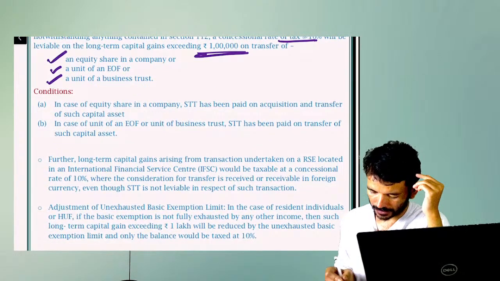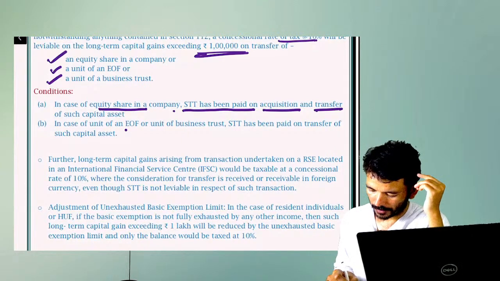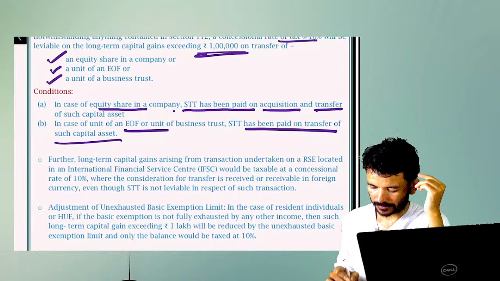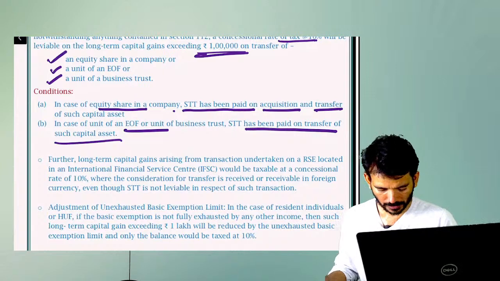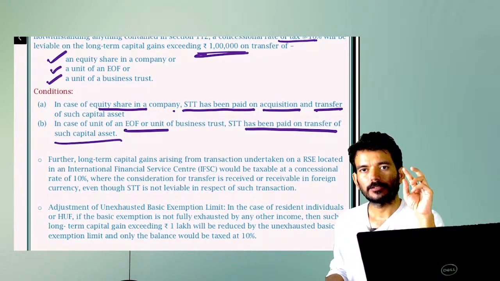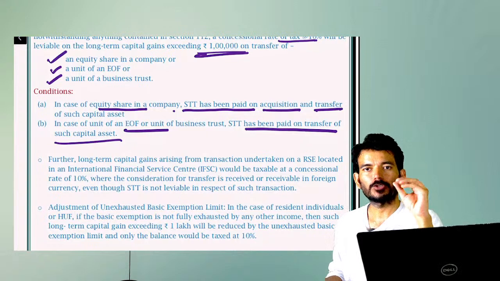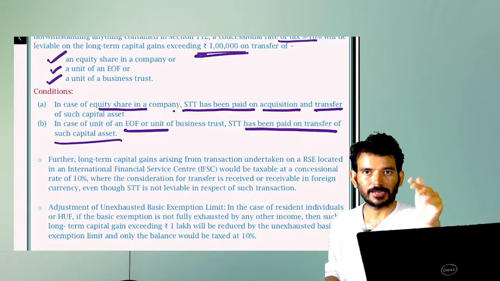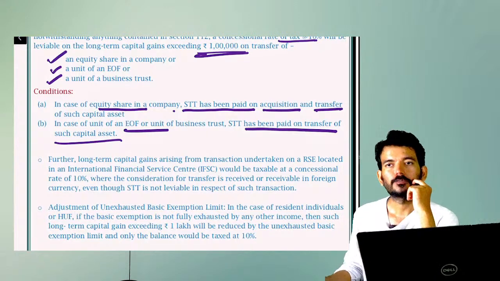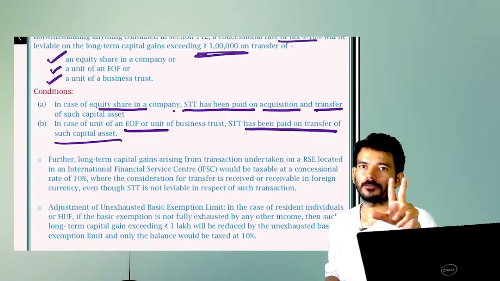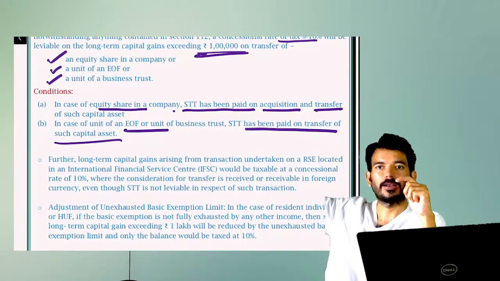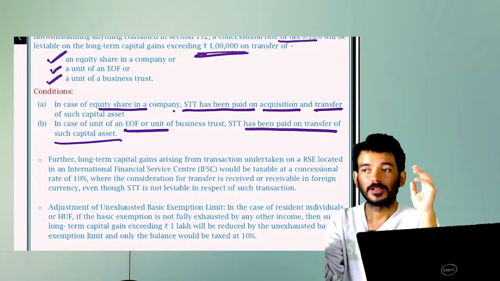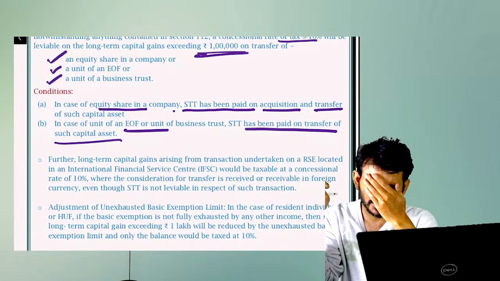The condition, again, is the same. In case of equity shares in a company, STT has to be paid on acquisition and transfer, but for units it has to be paid only on the transfer. So I know only a few people will be interested in understanding this, but for equity shares, while purchasing and while selling, both times you have to pay STT for you to pay tax at only 10%, but for units only at the time of sale you have to pay STT. If that is the case, you can pay 10% post 1 lakh. Earlier 100% used to be exempt, but big fishes were enjoying this section unnecessarily.